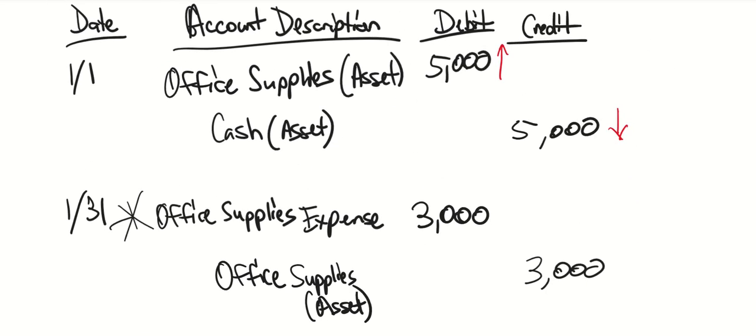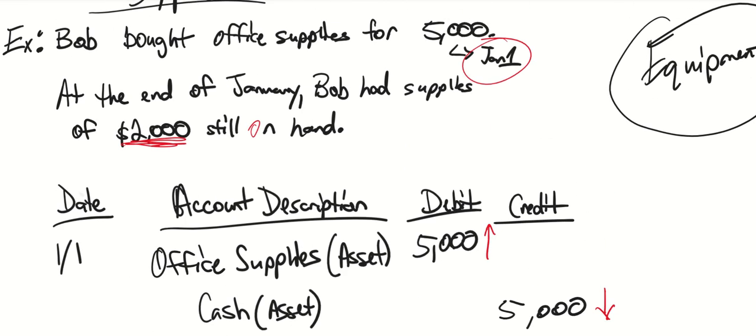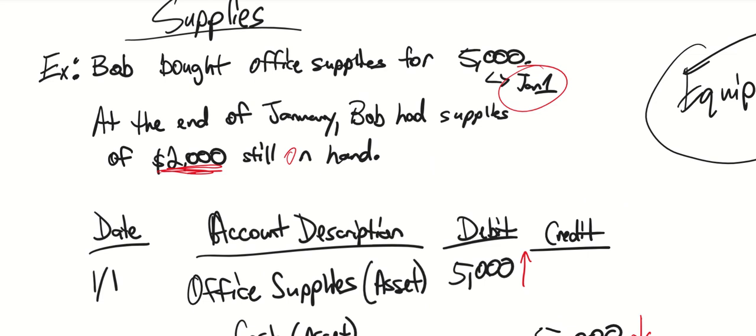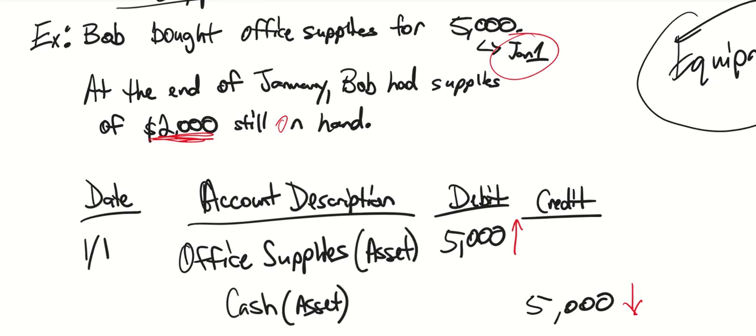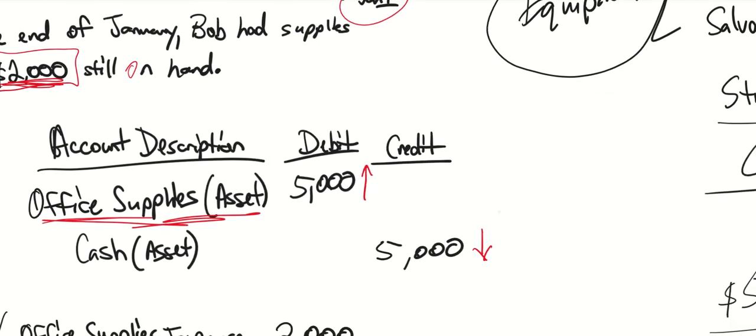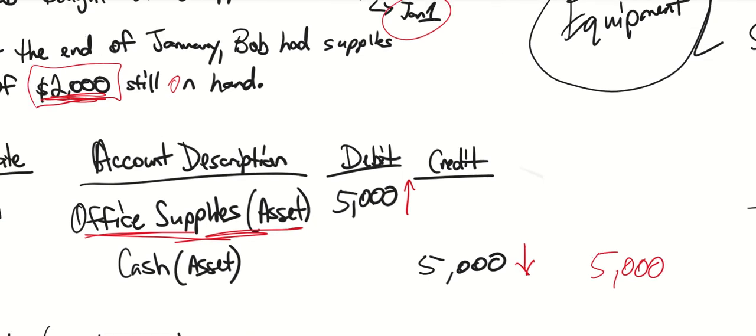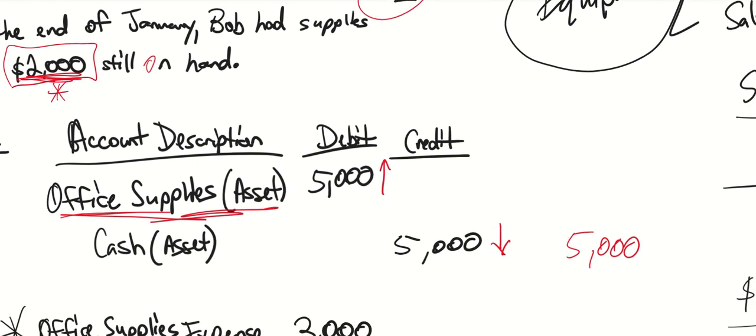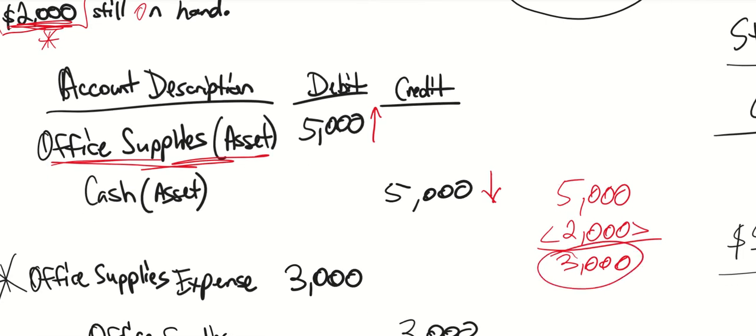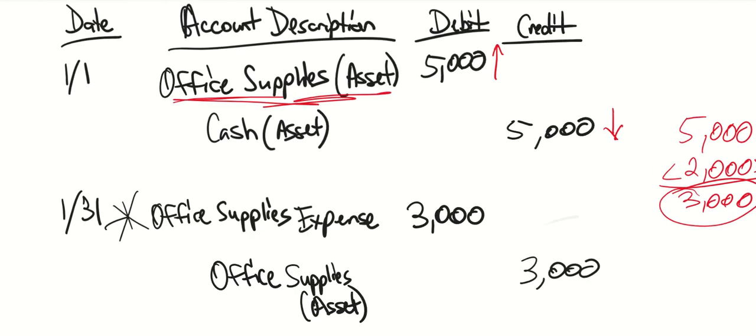Okay, so on January 31st, at the end of the period, well, first, let me go back up here. It says at the end of January, Bob had supplies of $2,000 still on hand. In other words, still in its account. This means that $2,000 should be shown as the ending balance in the office supplies asset account. So I'm going to take $5,000, which was debited into this office supplies account, and subtract out this amount here, $2,000, which is what should be shown in the office supplies account. And so this gives me $3,000.